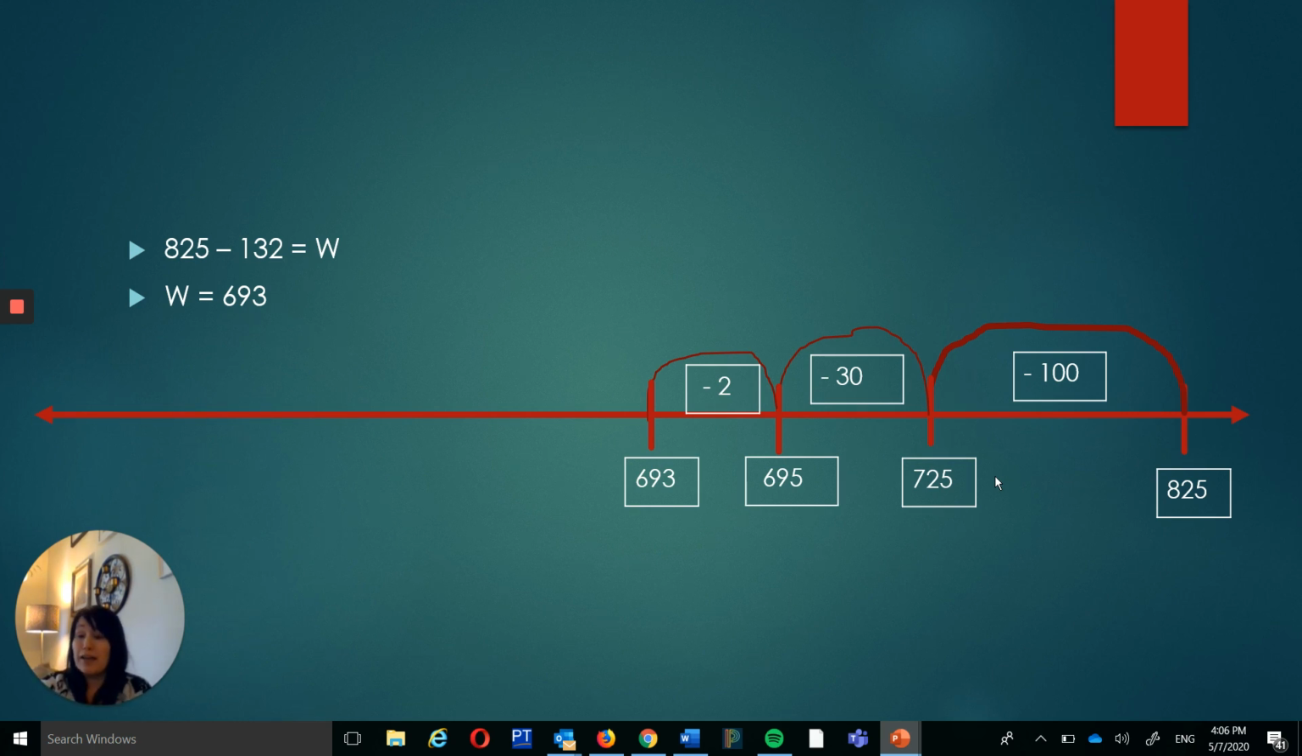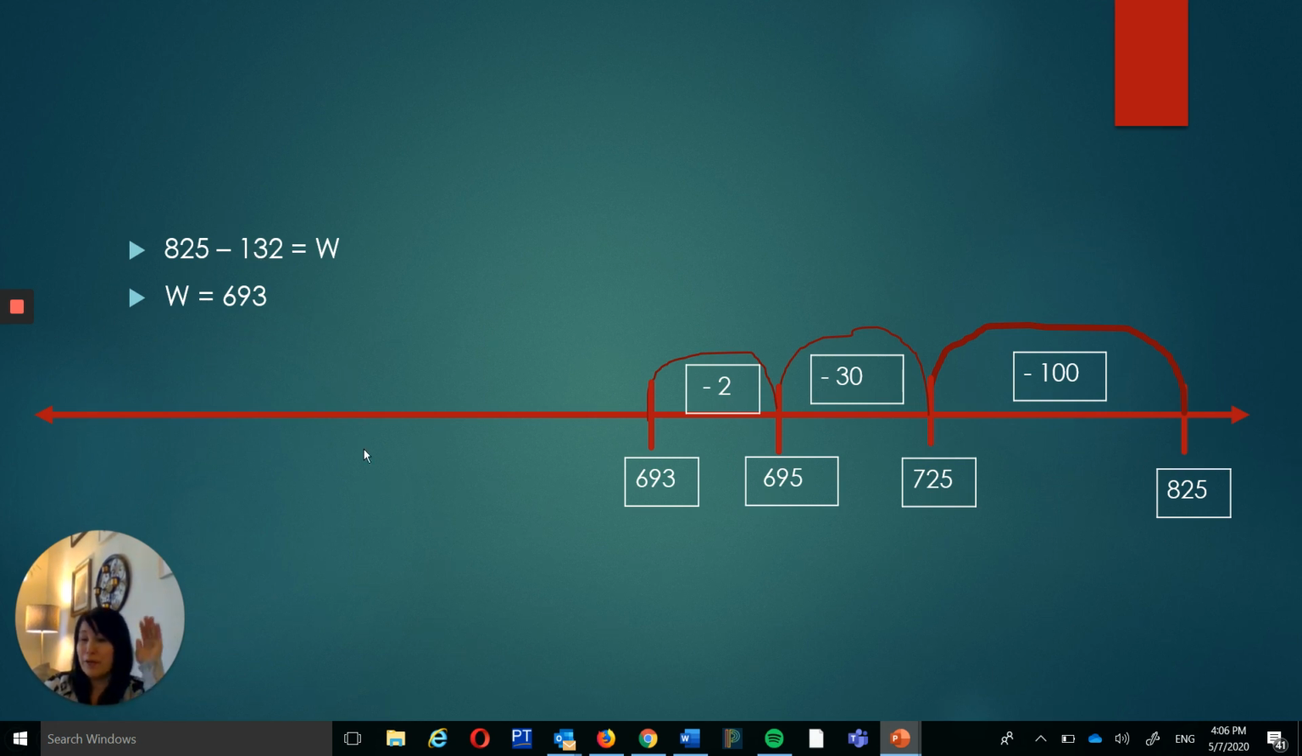So I'm going to go ahead and count back, and I'd like you to count with me. We're going to skip count backwards by 10 three times from 725. Ready? 725, 715, 705, 695. 725 minus 30 is 695. So I'm taking away my 10s.